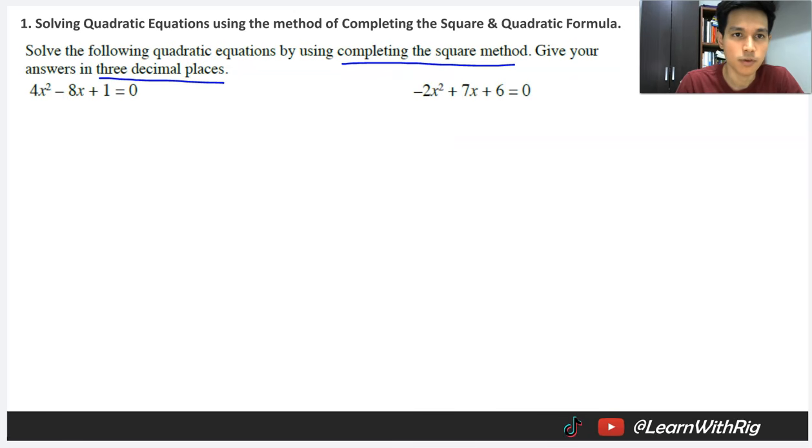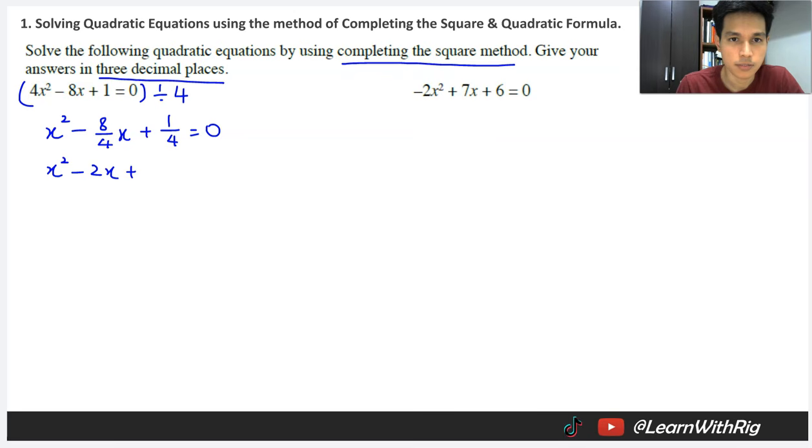You don't want to have the 4 in front. So what you're going to do is divide the whole thing by 4. When you divide by 4, you're going to get x squared minus 8 over 4 x plus 1 over 4 equals 0, because 0 divided by 4, you still get 0. So you just write there 0. Now you're going to simplify this: x squared minus 2x plus 1 over 4 equals 0.